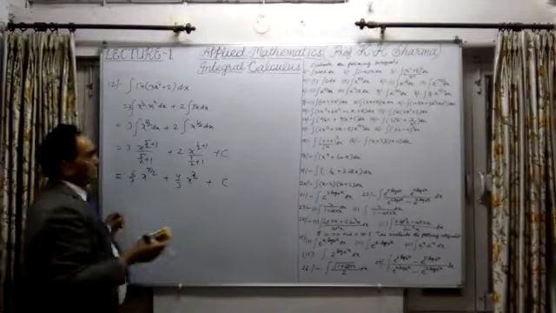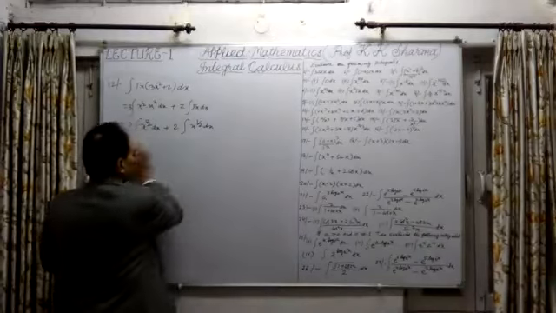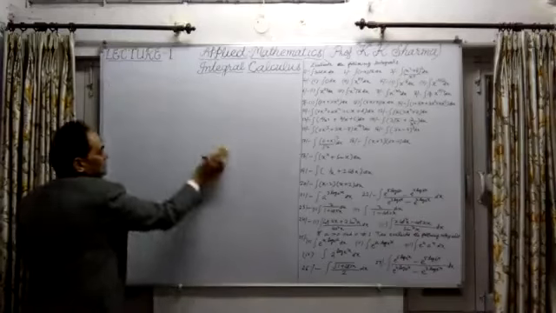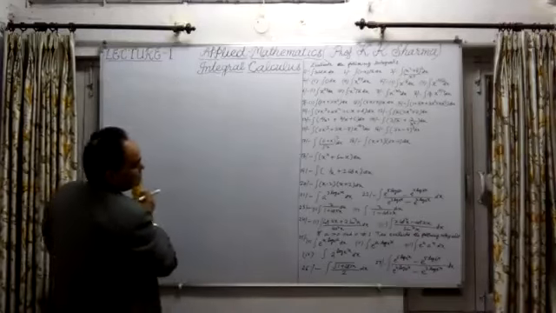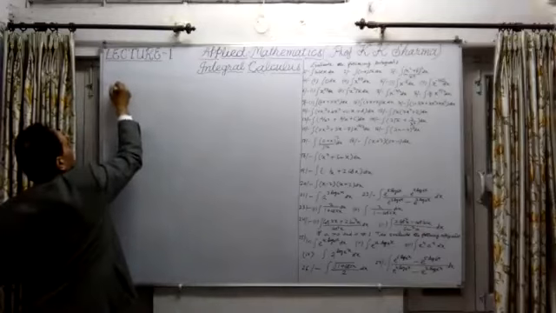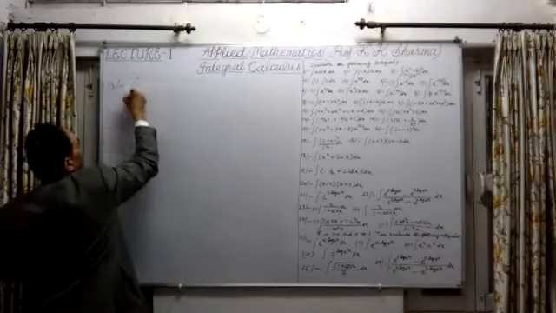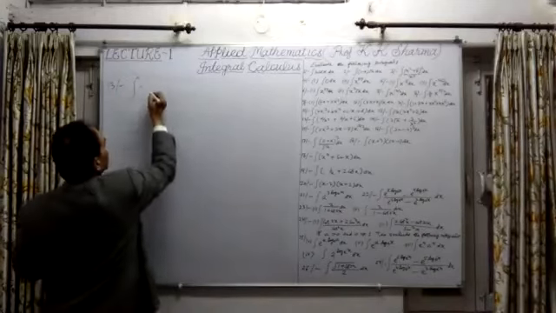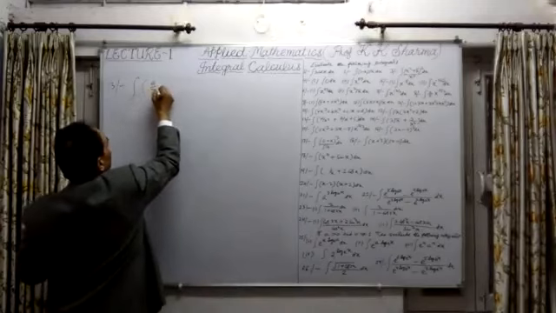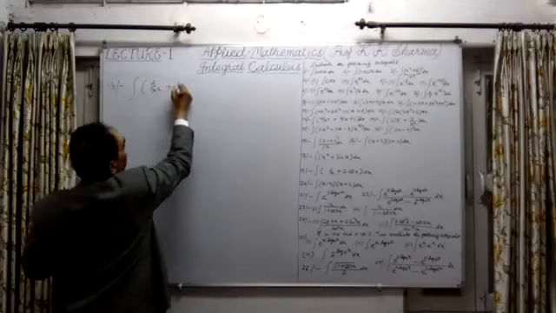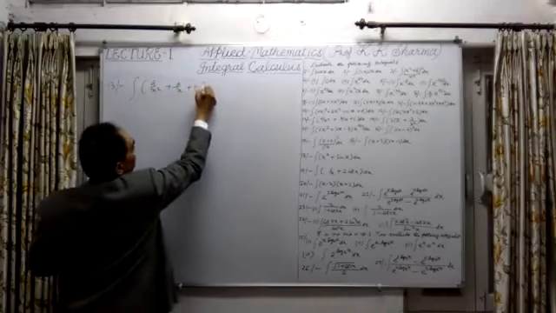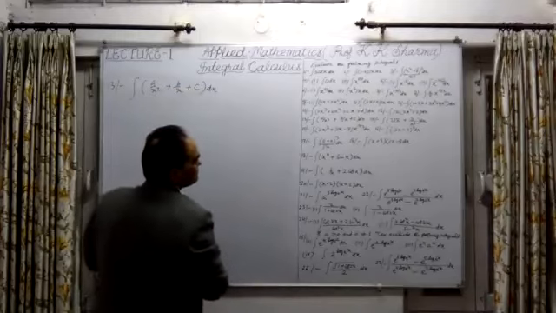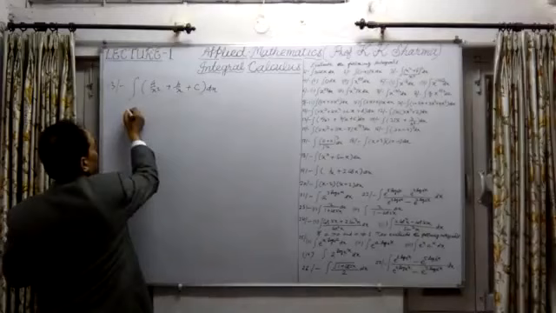This is the 12th question we have done. Question 12 is solved. Let me talk about question 13. It says integration of a upon x square plus b upon x plus c into dx. Okay, no problem. So let me write them separately.